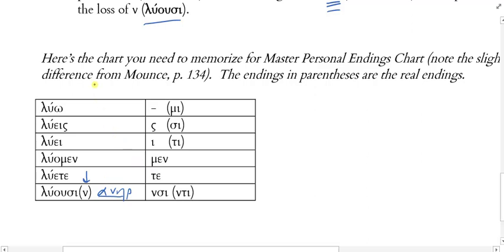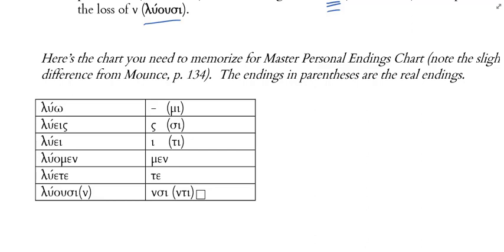Now, in terms of our chart, and this is a matter of memory work now, what I want you to do is to memorize not just these forms of luo in the present active indicative, luo, lueis, luei, luomen, luete, luousin, but I want you to memorize the personal endings this way. I want you to memorize them in terms of what you see on the actual forms as given, but for 4 of these forms, I want you to put in parentheses the real ending so that you know what they are. When we get to mi verbs, then you'll already know them, okay?